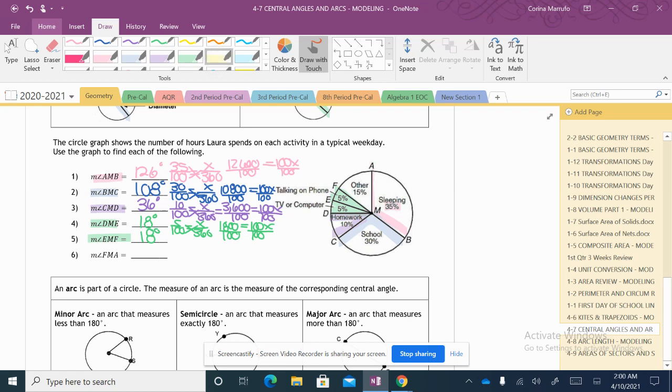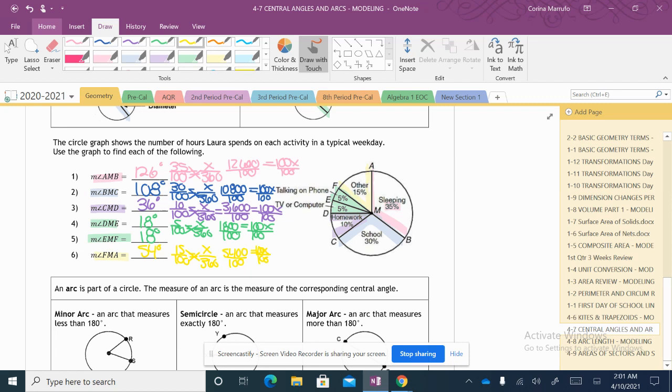And the last one is for her other section. Other is 15%. So I am going to set up my proportion. It's 15 out of 100 equals x out of 360. We cross multiply, so 360 times 15 gives me 5,400 equals 100x. We divide by 100 to solve for x, and we end up getting 54 degrees.